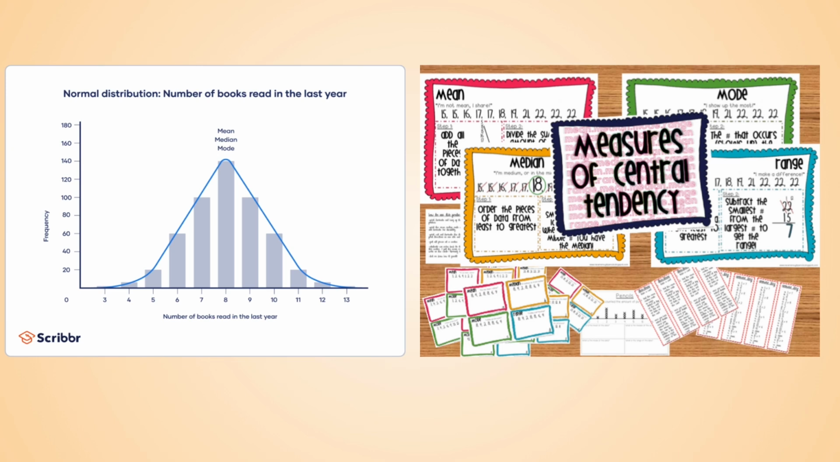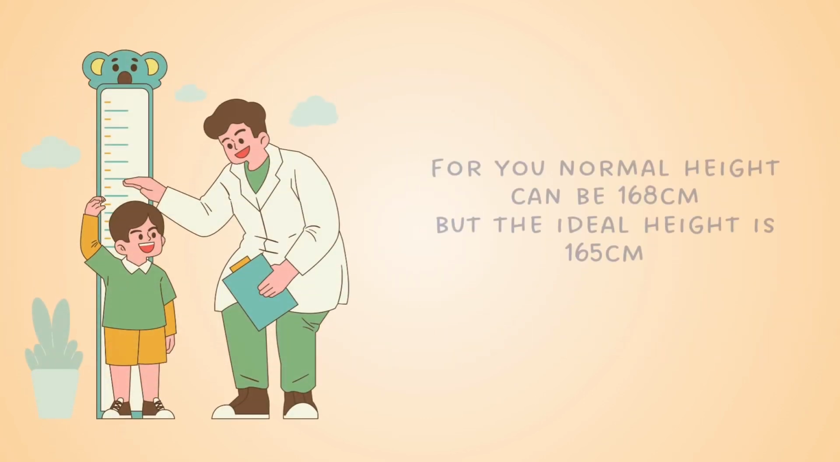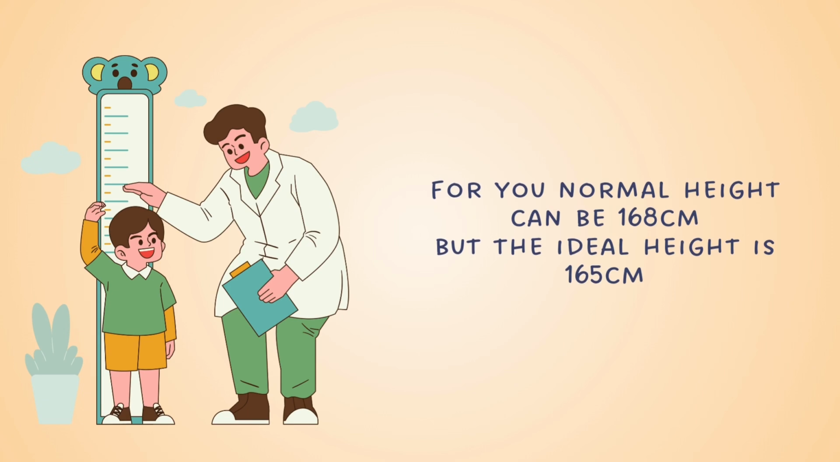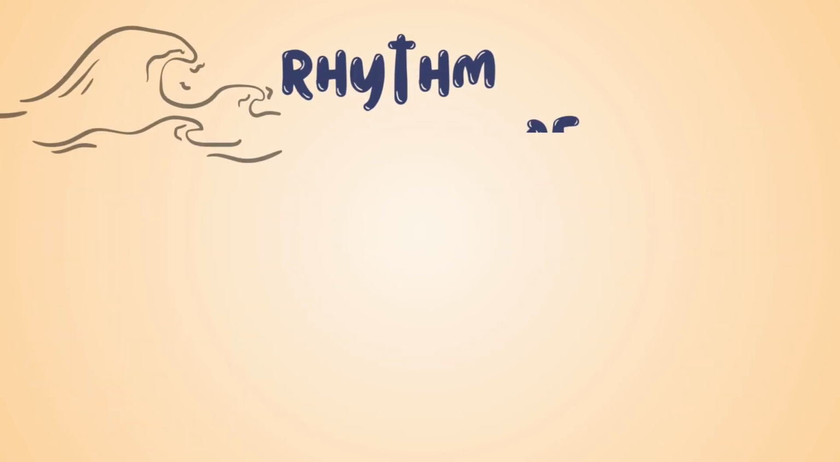Now you will say, ma'am, so what? If you have a height between 160 and 180, which comes in the range, it is called a normal value. But the ideal value for a 16 to 18 year old boy should be the one value which coincides with the mean, median and mode, that is 165 centimeters. So you may have a normal height of 168, but the ideal height will be 165 centimeters. So we learnt about normality and ideal, and we should not confuse what is normal with what is ideal.